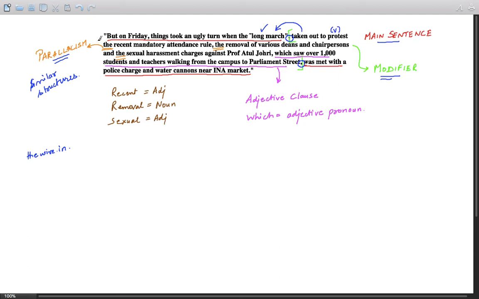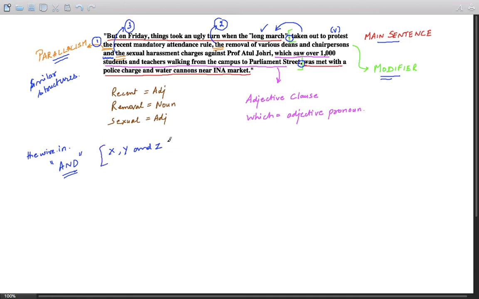Number one, the recent mandatory attendance rule. Number two, the removal of various deans and chairpersons. And number three, the sexual harassment charges against somebody. So it has three components, 1, comma, 2, and 3. And this signifies parallelism. Whenever you see and in a sentence, or whenever you need to place and in a sentence, it means that you have to use parallelism. For instance, it's x, comma, y, and z.